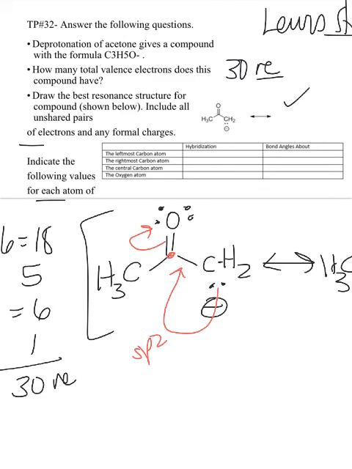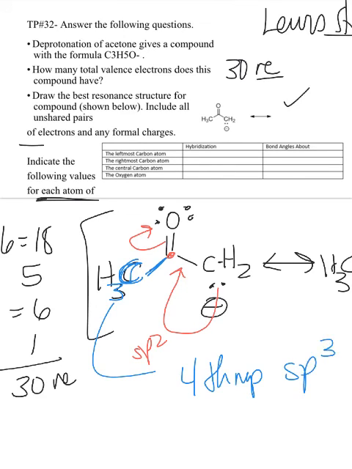Indicate the following values of each atom. Okay, we're looking at hybridization and bond angles. So I don't care if you give a rough estimate. The leftmost carbon, so this one. Well, that carbon has 3 hydrogens and a carbonyl, so it has 4 things attached, 4 groups. That's going to be sp3. 3 plus the 1 there is 4. 4 things, it's sp3. And the bond angles are about 109.5. I have that memorized.